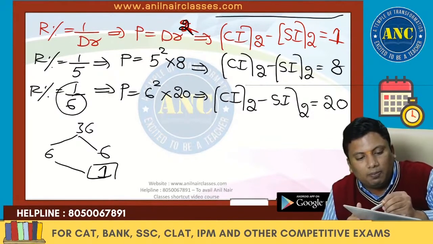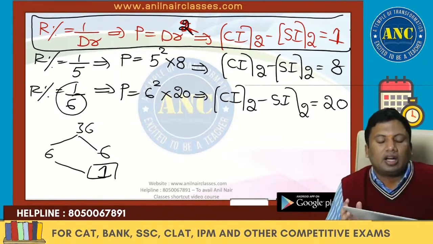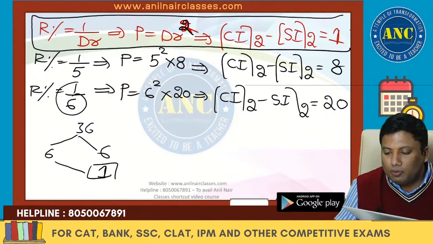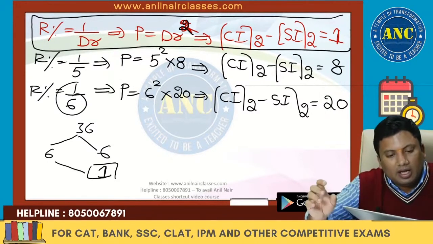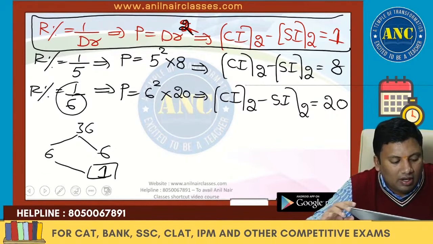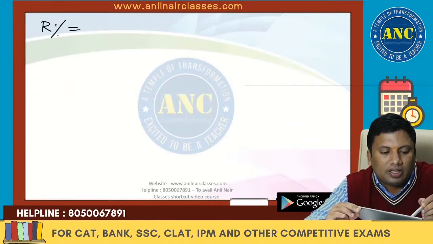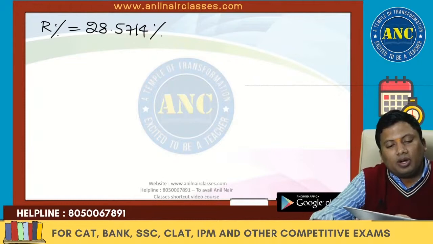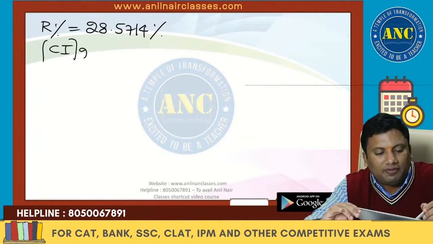Very, very important conclusion: R percentage is 1 by d, principal is denominator square, and CI for 2 years minus SI for 2 years is 1. Now, till now we did only 1 by d. Let me take R percentage as 28.5714.